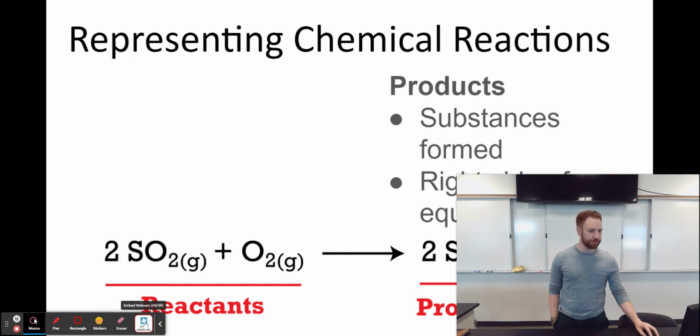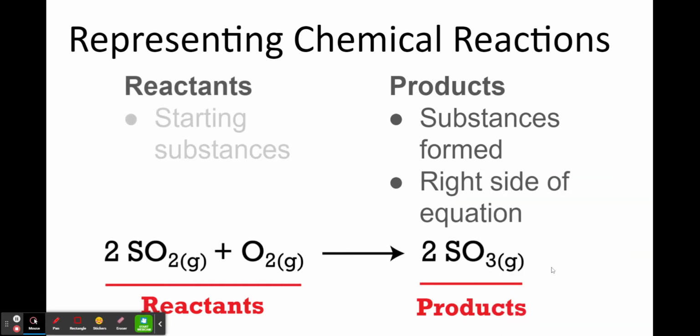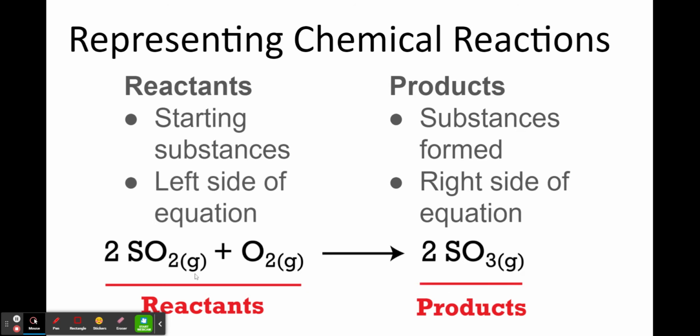Now, when you write a chemical reaction, the basic structure is what you see along the bottom here. There's essentially a left side and a right side. The left side is called the reactants, and those are the starting substances. They are the things that go into the reaction. They are the things that react, which is why they're called the reactants. On the right-hand side are the products. Those are the things that are formed in the reaction. In other words, on the left-hand side is the before, and on the right-hand side is the after.